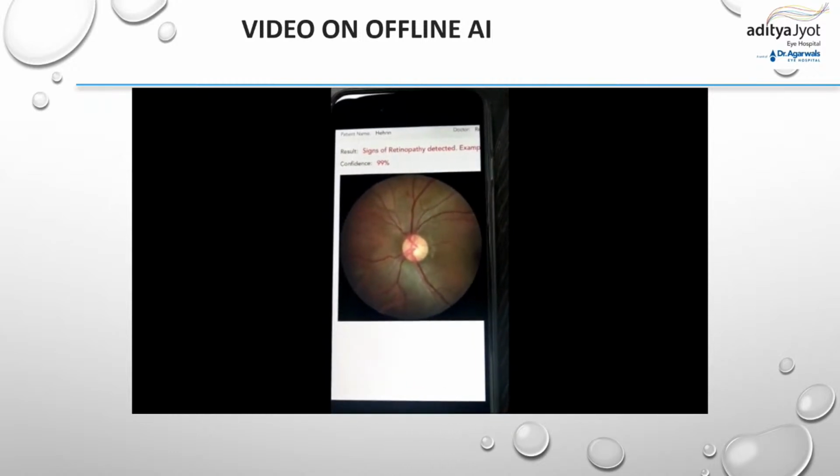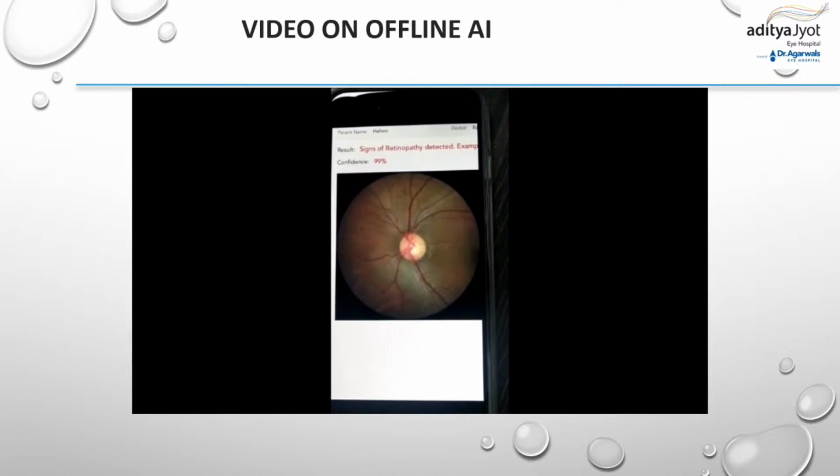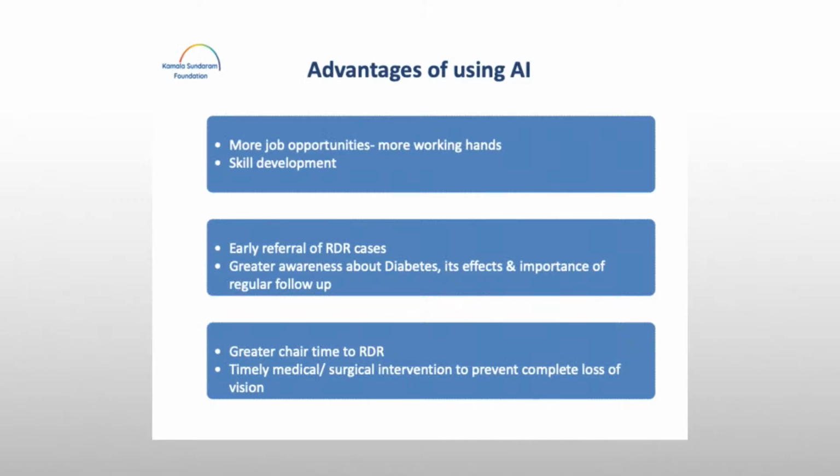And according to us, India has the maximum users of smartphones in the world. I think almost 1 billion people use a smartphone. So the idea was to teach them to use the smartphone to screen for diabetic retinopathy. So the advantages of using the offline AI are more job opportunities and more working hands, skill development, and early referral of referable diabetic retinopathy. And then you create awareness about diabetes, because a lot of people don't know that diabetes can produce blindness, and the importance of regular follow-up.